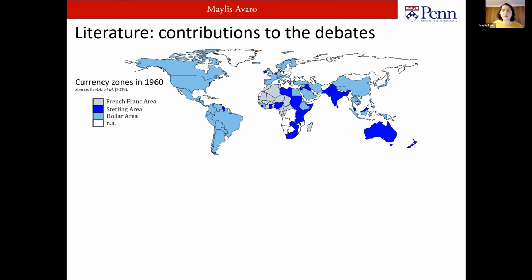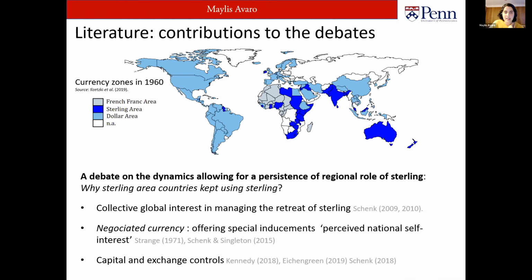The regional role of sterling would mean that sterling was used only in the sterling area, which are the dark blue countries on the map here. This area was composed mostly of Commonwealth countries, with the exception of Canada. On this regional role, there is also a debate on why these countries kept using sterling and did not switch to the dollar, which was the key currency of the Bretton Woods system. Catherine Schenk argued that there was a collective interest in managing the retreat of an international currency.